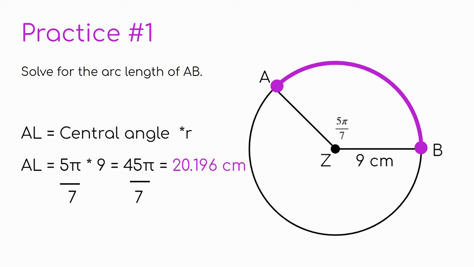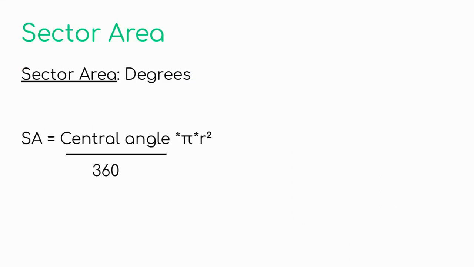And that's arc length for radians. We're going to use our formula, arc length equals central angle times r, plug in our angle, plug in our r, multiply them. So now sector area, we're going to do the same thing.